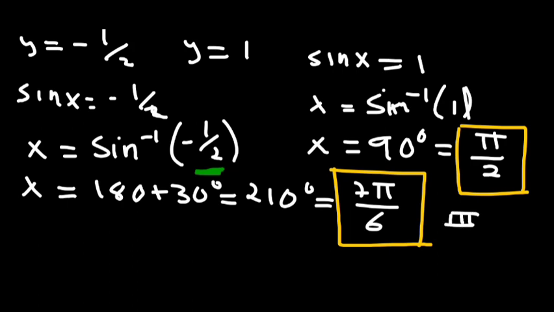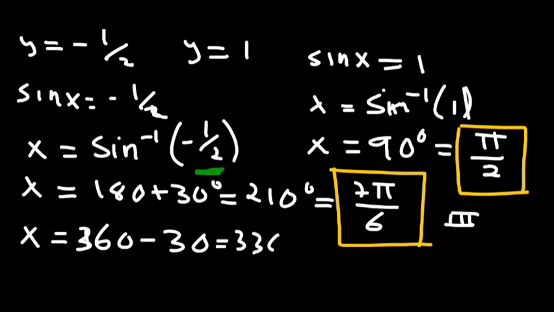To find another angle in the fourth quadrant, for sine equal to negative half, we're going to say that x is equal to 360. So this is in the fourth quadrant. 360 minus 30, which is equal to 330 degrees. So another solution that we found is that x is equal to 330 degrees.